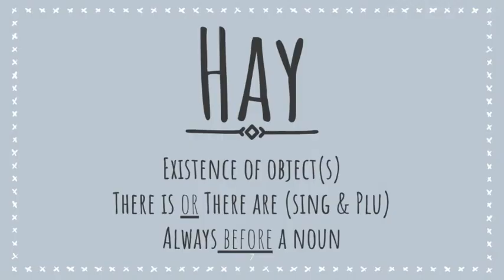Now, hay is specifically used to talk about the existence of objects. It means, in English, there is or there are. So it is both singular and plural. And hay always goes before a noun. So you're not going to use it with adjectives. You're not going to use it with adverbs. You're only going to use it with nouns because we're talking about the existence of specific objects in this particular case. It can be used in other ways, but this is what we're talking about today.